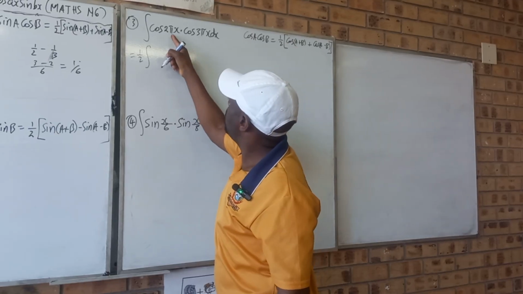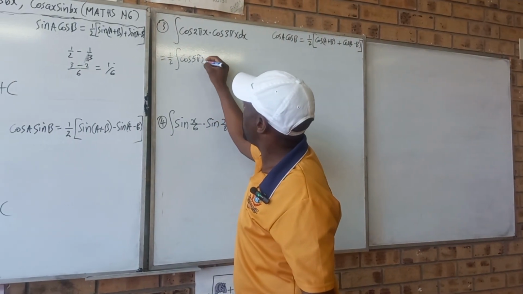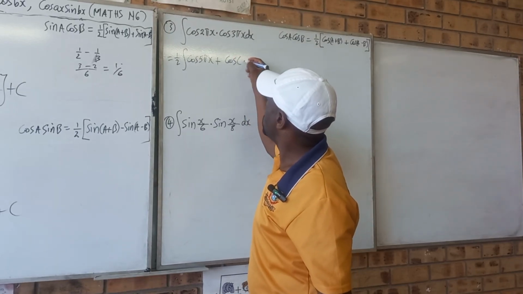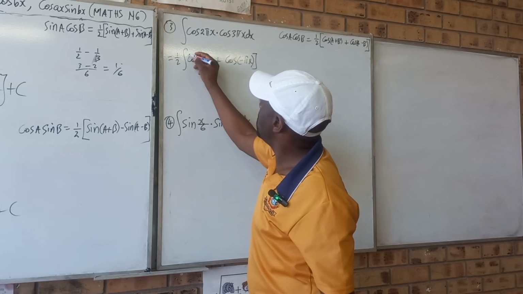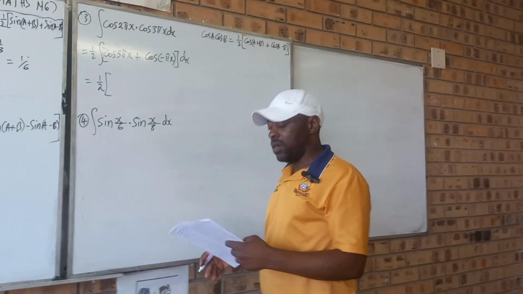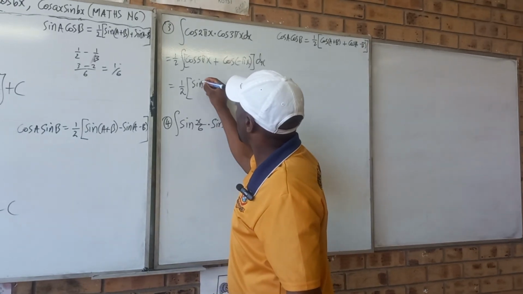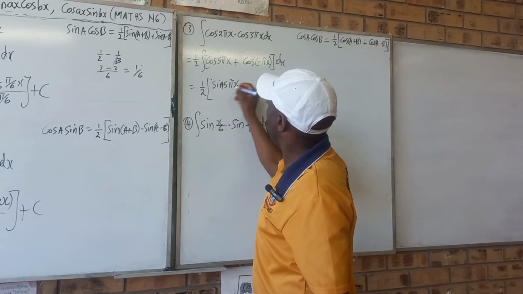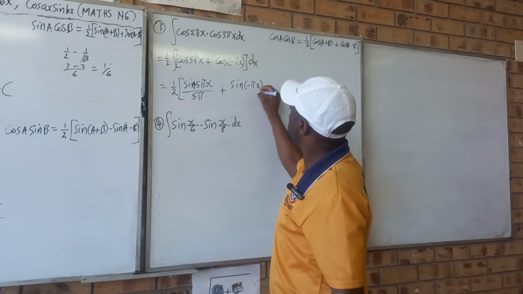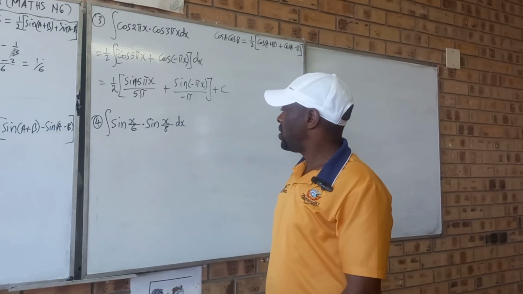So a plus b means 2 pi plus 3 pi. That should give me cos 5 pi x, then followed by a positive sign. 2 pi minus 3 pi will be cos negative pi x. Then I move on now and integrate. So if I'm integrating cos, the direct integral of cos on page 2 of the formula sheet should give me sine ax over a. My a is 5 pi, so sine 5 pi x over 5 pi plus sine negative pi x on negative pi plus c. So that's how easy it is.